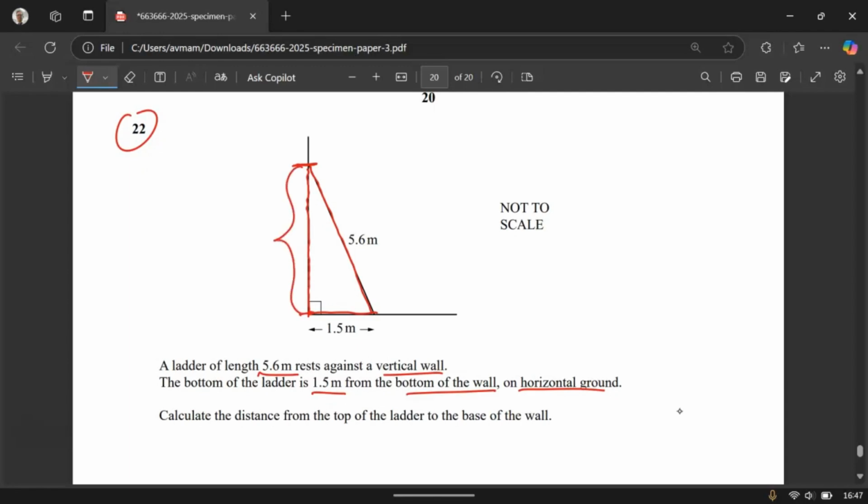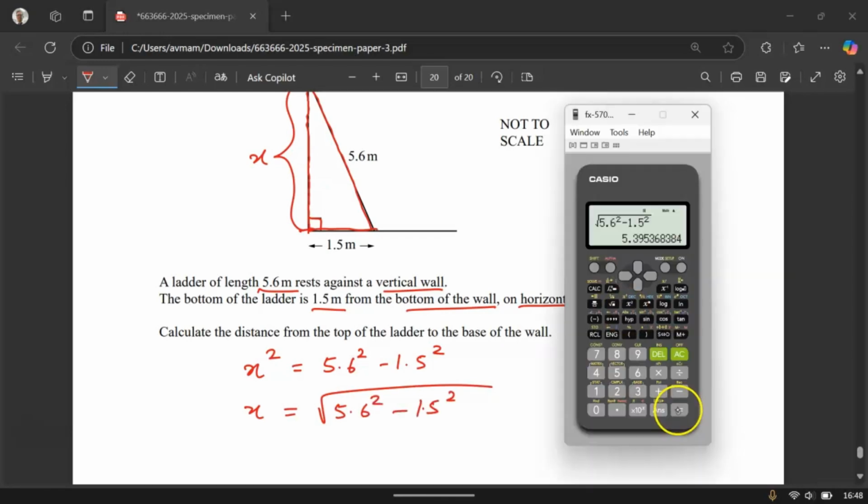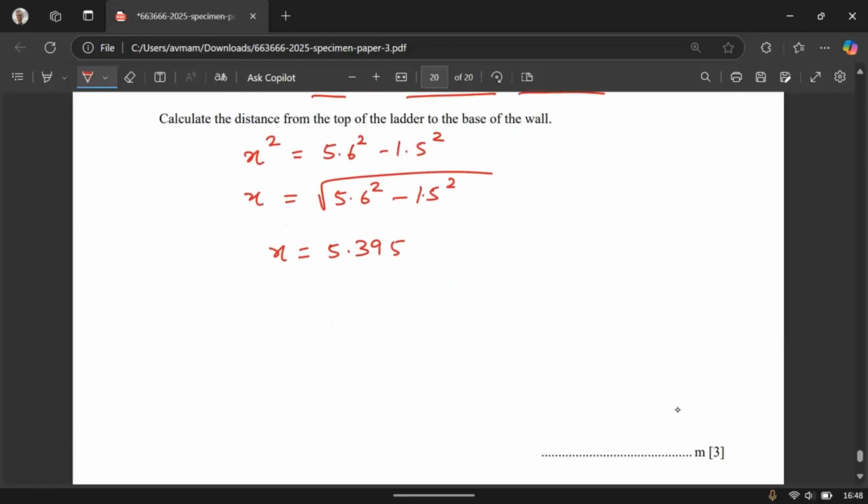Okay. So let's say this is x. Since this is a right angle triangle, we can use the Pythagoras theorem. So x squared equal to 5.6 squared minus 1.5 squared, and then x equal to the square root of 5.6 squared minus 1.5 squared. And that gives us 5.395. Let us round this to 3 significant figures, and that's going to be 5.40.